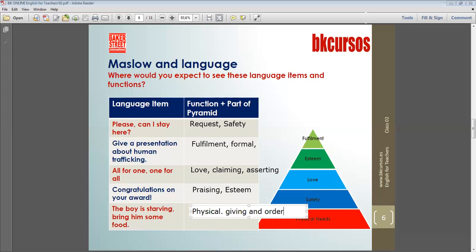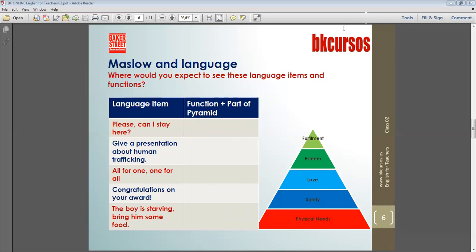So we can talk about not only the content of our language, but also the function of our language and how we can relate that to people's needs and people's hierarchy of needs. Okay, good. All right, I'll keep that again. Let me get rid of this. Obviously, you can do this at home again.